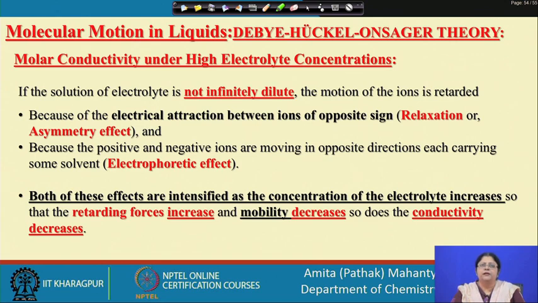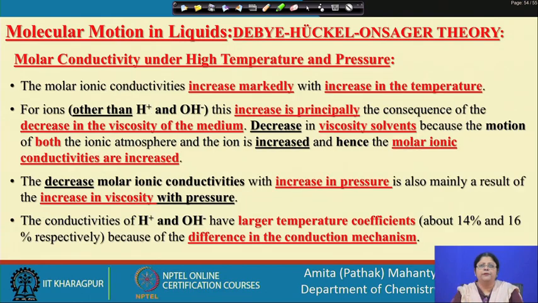Okay. So the increased concentration of the electrolyte will have the impact of reduced conductivity, as you have already seen when we had graphs for molar conductivity versus concentration. At much higher concentration, you had the values of molar conductivity much lower than at lower concentrations. This is one effect. What happens with the temperature?